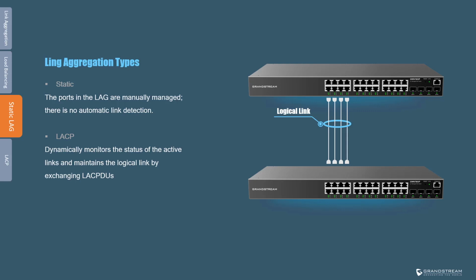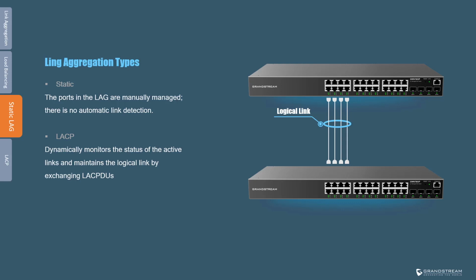GWN7800 switches offer two methods of creating link aggregation groups: static and dynamic using LACP. And LACP stands for Link Aggregation Control Protocol. Static mode requires manual configuration and management of the logical link and does not detect link failure because no messages are exchanged between the two peers. LACP, on the other hand, uses LACP messages to monitor the status of the active links and is able to detect a link failure. We will talk more about LACP in the next chapter.